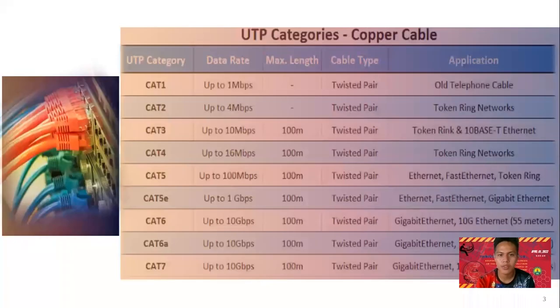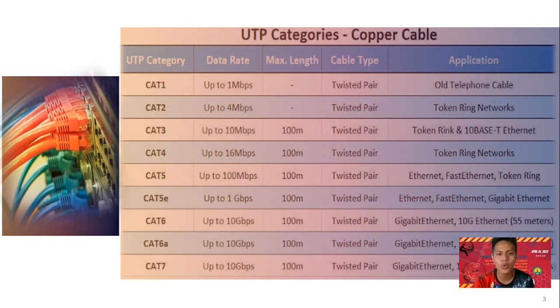So let's move on. UTP categories, or copper cable. We have different types of UTP category: data rate, maximum length, cable type, and application. So Cat1 is up to 1 Mbps, the cable type is twisted pair, and it is commonly used in old telephone cables, as well as Cat2, up to 4 Mbps, twisted pair. And the application for this one is token ring networks.